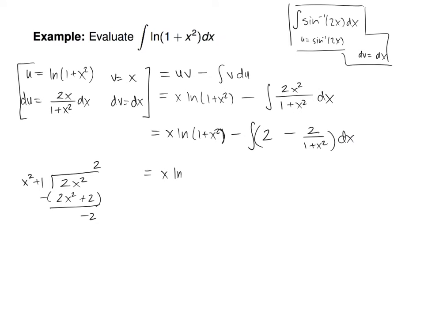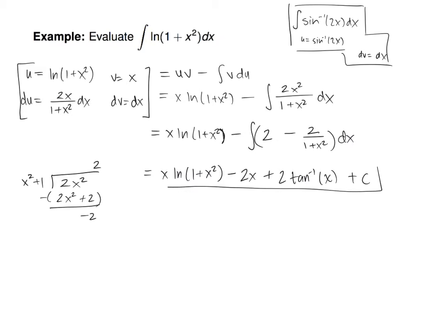So the x ln of 1 plus x squared carries down. What's the antiderivative of 2? 2x. Should my next term be positive or negative? Positive. And 2 arctan, or tan inverse, of x. You just have to know that the derivative of inverse tangent is 1 over 1 plus x squared. That's one of the ones you had to have memorized from Calc 1. So much you can't forget. You should work on memorizing those things.